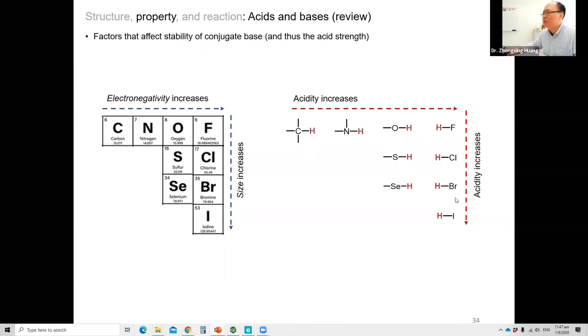So based on this, because the iodide anion has a larger space to disperse the electrons, it's more stable, which means the conjugate acid, which is HI, is more acidic. So that means from HF to HI, the acidity increases. From all these charts, you can know that HI is actually a very strong acid.